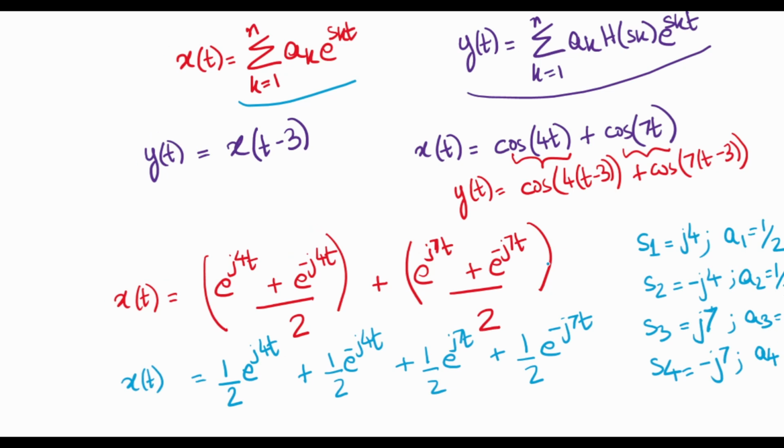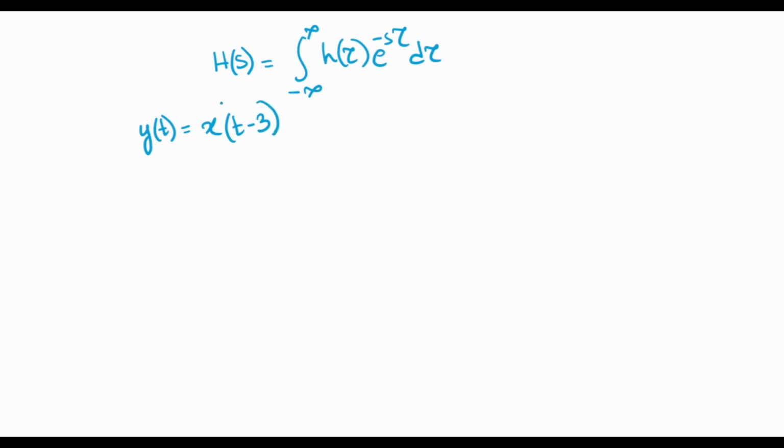So once I know this, the only thing left is to calculate the eigenvalues associated with these inputs. So let's proceed to find that. We know that the eigenvalue H of s is given as the integral from minus infinity to infinity of h of tau e to the power minus s tau d tau, and we have the relationship between the input and the output, that the output y of t is equal to x of t minus 3.